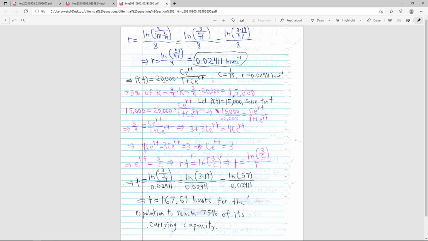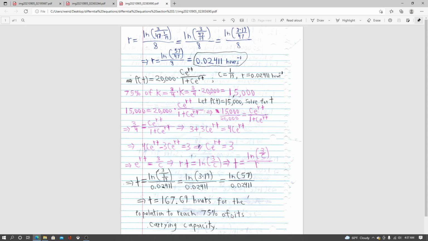So Ce^(rt) is equal to 3. Divide by C, take the natural log, you get rt equals ln of 3 divided by C, and then divide by r on both sides, you get t equals ln of 3 divided by C, all divided by r. And plug in r and C together, slowly solve. So 3 divided by 1/19 is 3 times 19, so 57. So natural log of 57 divided by 0.02411. Put it in a calculator, you get 167.69 hours for the population to reach 75% of its carrying capacity, so it takes a while. That is basically the answer.